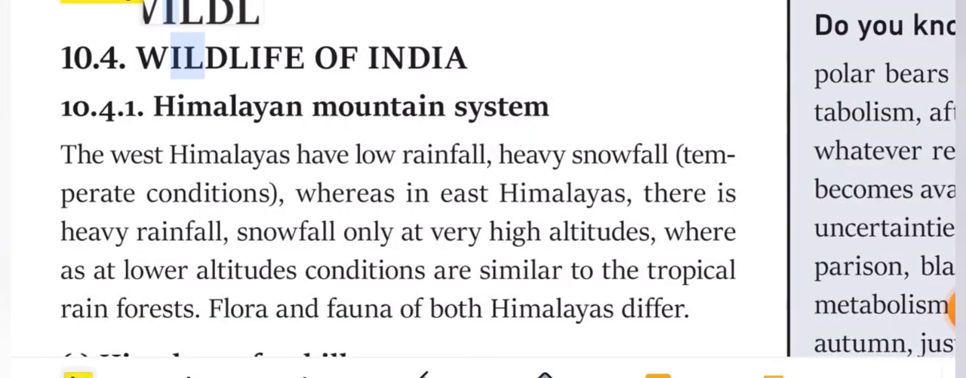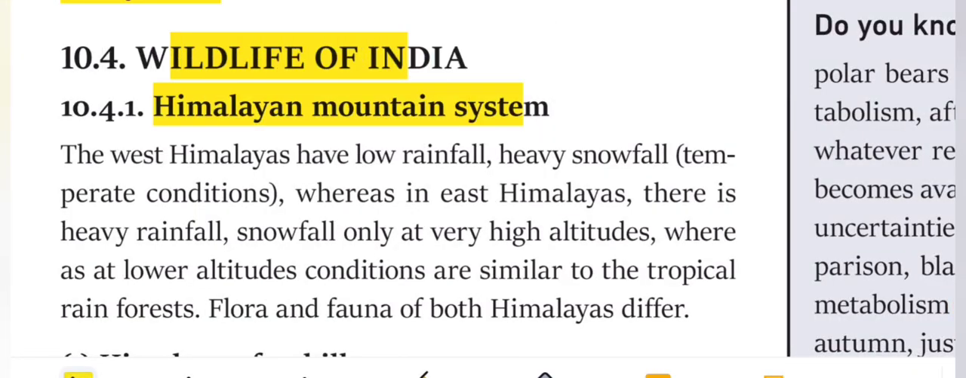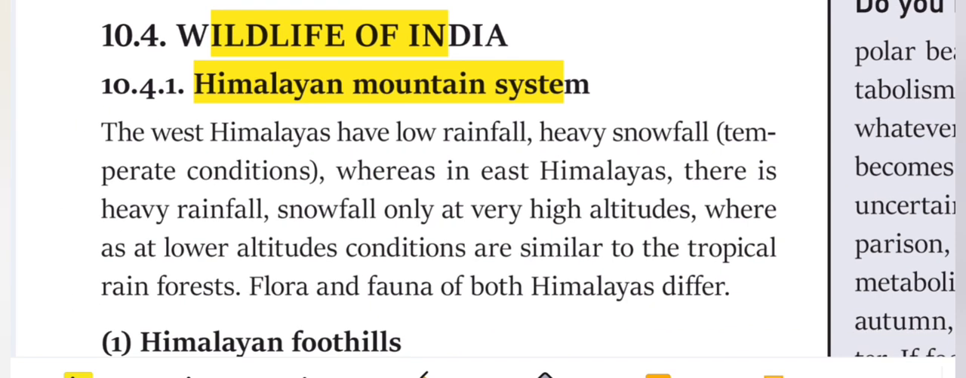You can see the wildlife of India, Himalayan mountain system. The West Himalayas have low rainfall, heavy snowfall. What happens in West Himalaya? Rainfall is low but snowfall is high. Temperate condition remains, right? Whereas in East Himalaya there is heavy rainfall. Remember Meghalaya, Cherrapunji.